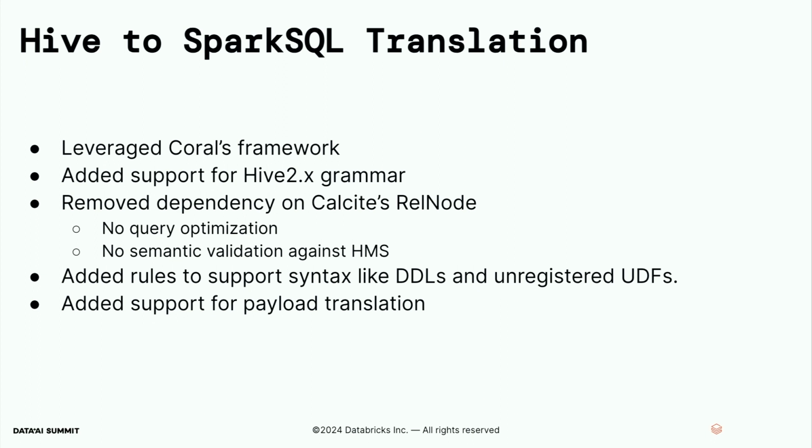We also got rid of the dependency on Calcite's RelNode. This is because not all the constructs in SparkSQL and Hive can be expressed in a RelNode. So this meant that we did not do any query optimization or any semantic validation in the translation process. Apart from that, we added support for DDLs and unregistered UDFs. And lastly, we added support for the entire payload translation and not just the query translation.